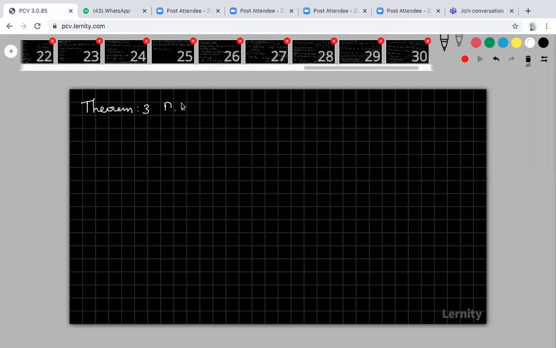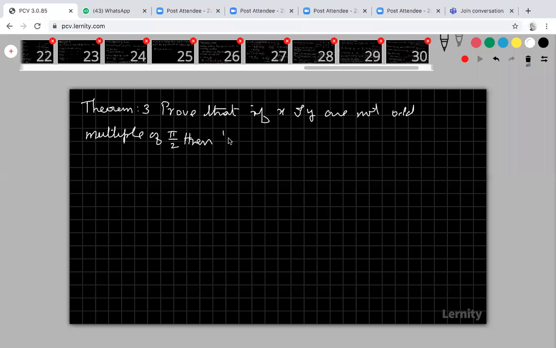Prove that if x and y are not odd multiples of pi by 2, then tan x equal to tan y. This is the last theorem. Please take it. I will finish within a few minutes.